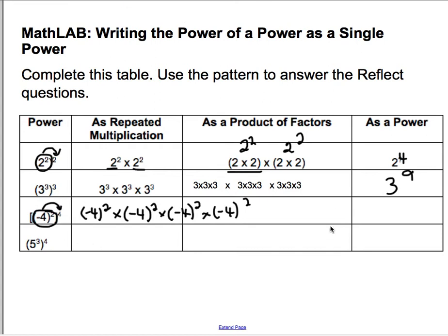So now again, if I want to type it out, it'll be -4 times -4. That'll be the first set of 2. Times -4 times -4, that's the second set of the second power. So -4, and again, we always have to remember the brackets, -4. That's the third set. And here is the fourth set. Whoops, I forgot the multiplication sign.